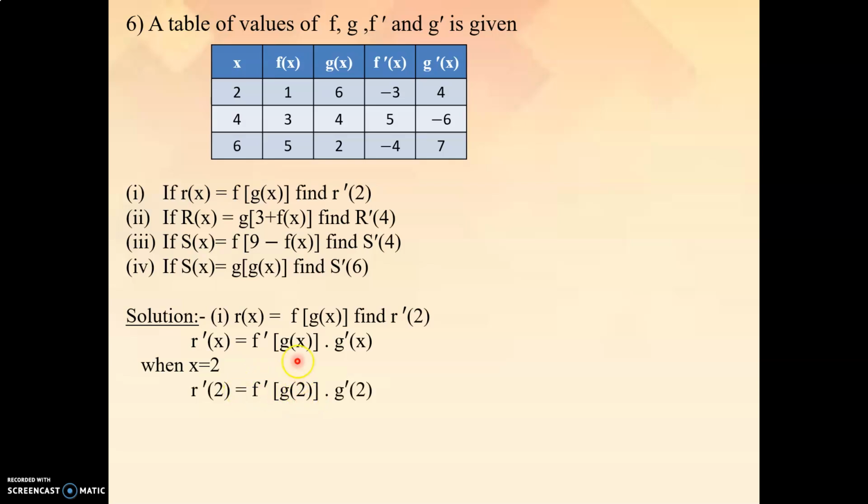g of 2 is here. When x is equal to 2, g of 2 is 6. So we are substituting that value in the place of g of 2 here. And g dash 2 you can get from here. g dash of 2 is in the same row, it is 4. So we are substituting that value here. So f dash of 6 is in this row, that is minus 4, into 4, that is minus 16, the final answer for this question.